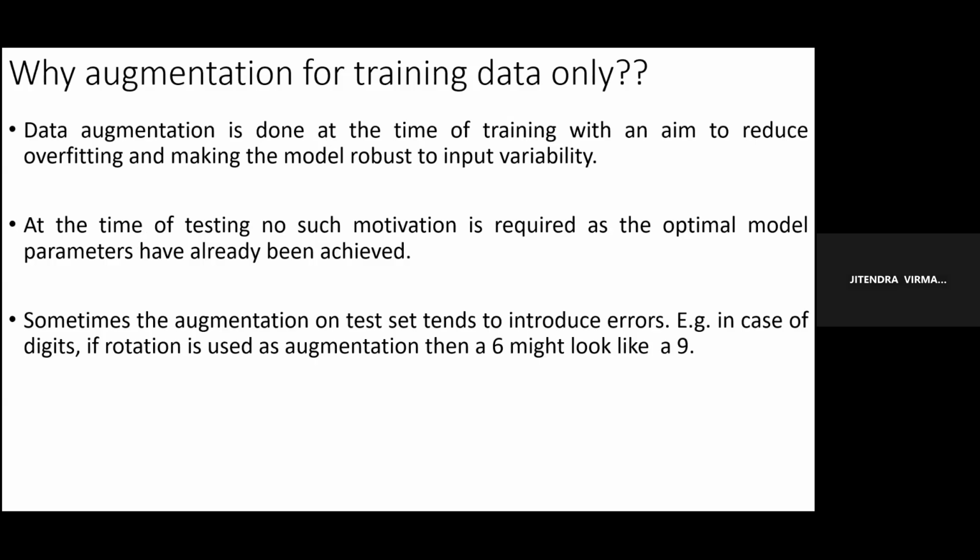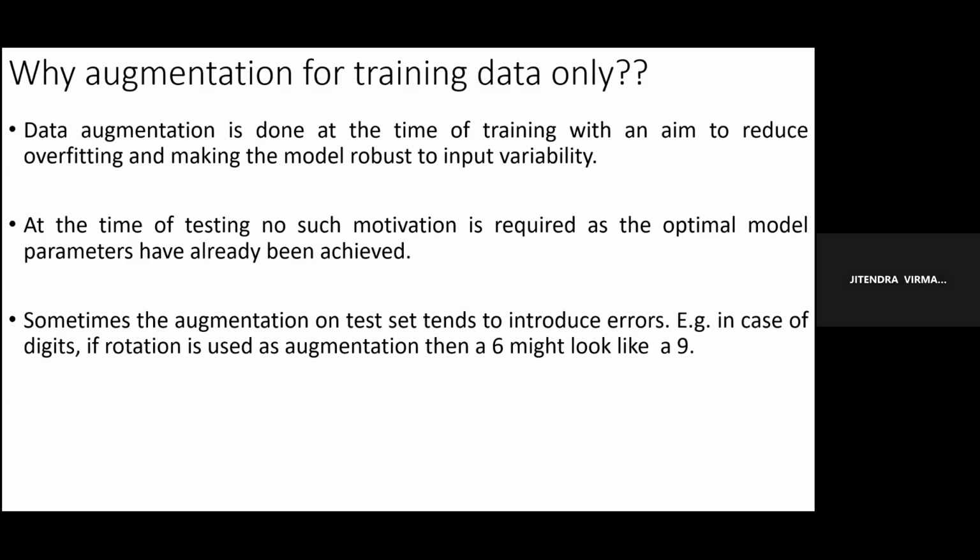Well, data augmentation is done at the time of training with an aim to reduce overfitting and to make the model more robust to input variability. At the time of testing, no such motivation is required, as the optimal model parameters have already been achieved. So there is no motivation for augmenting the testing data set. Sometimes, you will find in certain research papers that they suggest augmenting the testing data set also, just to check whether the variability in the testing data is also given the correct class or not.